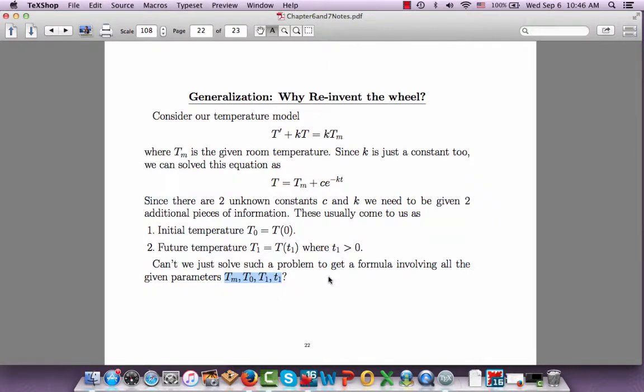So the room temperature, the given initial temperature, the given future temperature at some future time, lowercase t sub 1. So we want to basically write our solution in terms of these parameters, and then once we see a problem like this, all we have to do is plug in those values.